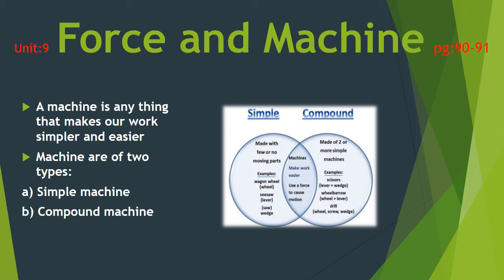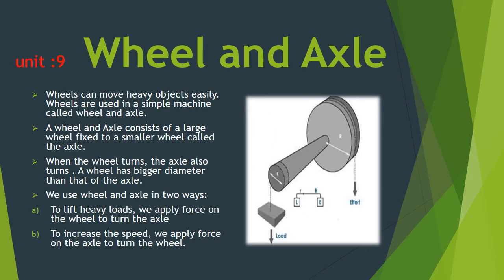There are two common things between both the simple and compound machines. Machines make work easier and use a force to cause motion. So this is the main thing, that they make the work easier, and we have to apply force to move the machine to cause motion. So this is all about simple and compound machines. In this chapter we are going to discuss different machines one by one.